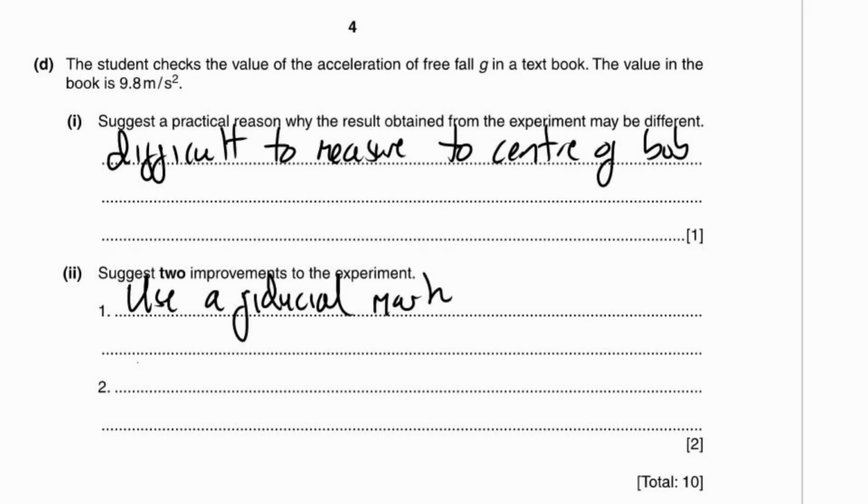In 2, of course, we can increase the number of oscillations. We don't have to go up to 200, we could go to 30. And another possibility would be we could use different lengths for the pendulum and average, but we only have to put in 2, so there we go, there's 2. Use a fiducial mark and increase the number of oscillations.